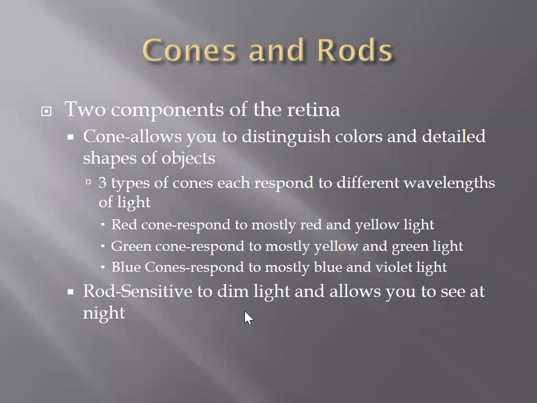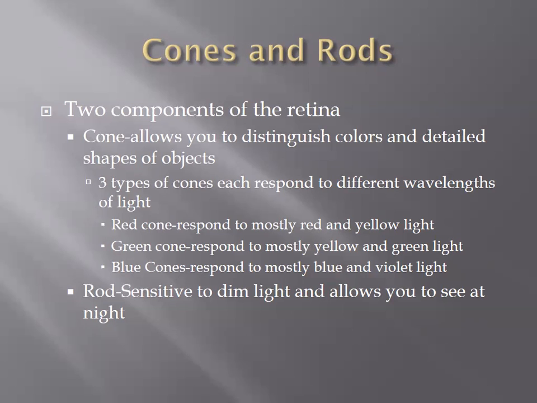Now, if you only have three cones, how do you see more than three colors? There are millions of these, so what combination are they on? How many of them are activated and things like that? Are those the only primary colors? Of light, there's a difference between primary colors of light and primary pigments.